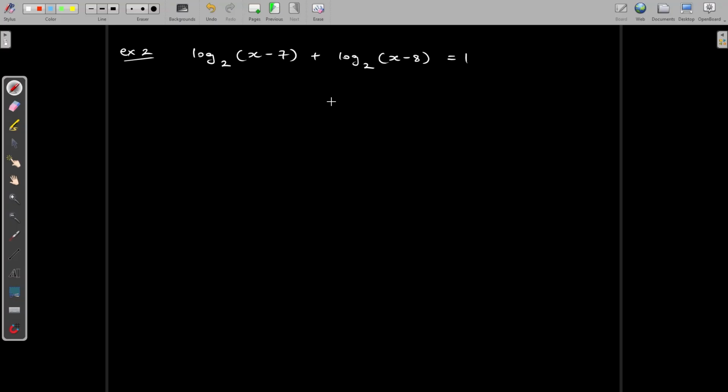Log base a of xy. Yes, the fourth one. So we're adding logs with the same base, so we can just rewrite these as products of each other. So this is the same thing as log base 2 of (x minus 7)(x minus 8), and this is equal to 1. Is that clear? Yes, sir.